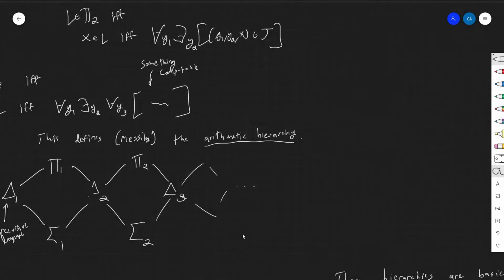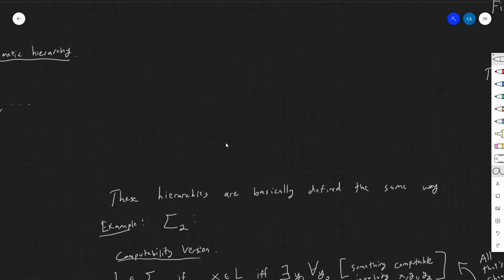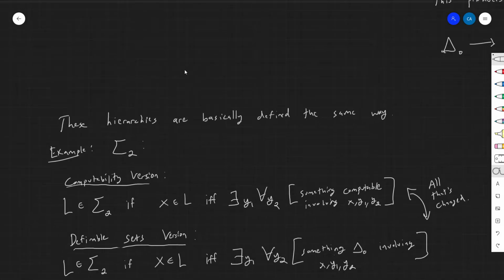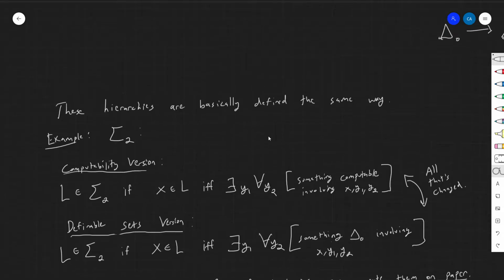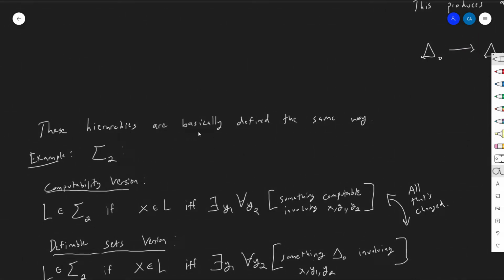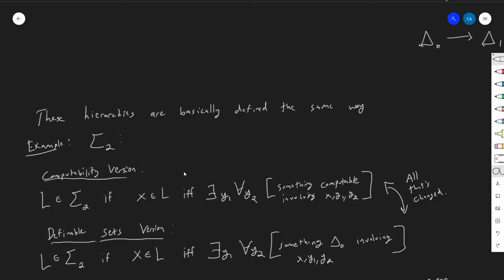So let's compare and contrast. The comparing is a lot easier to do than the contrasting, because they're basically the same already, as you can see. They're basically defined in the same way. Here's the computability version. Here's two examples.